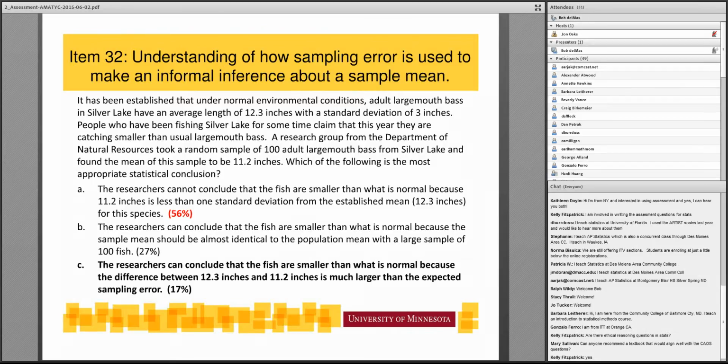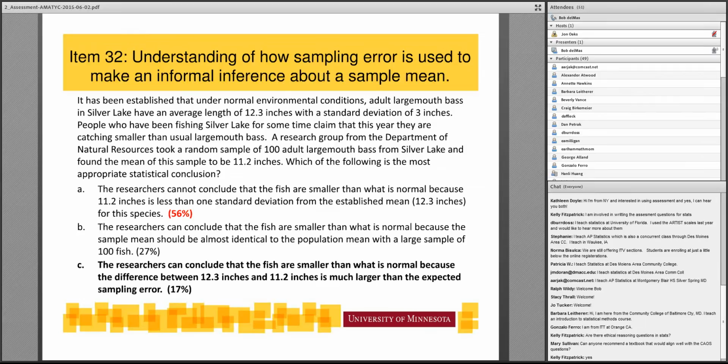So the DNR goes out and gets a sample of 100 largemouth bass. That has a sample mean of 11.2 inches. And the question is, which of these following conclusions is supported by this, or is an appropriate statistical conclusion given this data? And what we were keying as the correct answer was C.